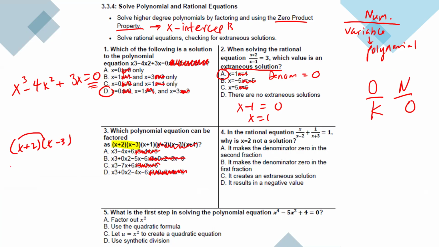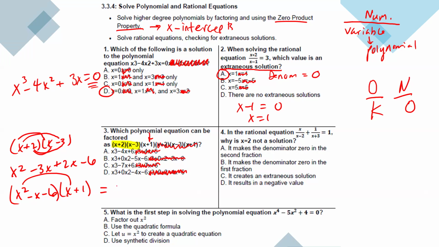X times x is x squared. X times negative 3 is negative 3x. 2 times x is positive 2x. And 2 times negative 3 is negative 6. I'm deliberately going fast because at this point, we all should be able to multiply. Correct? So we combine like terms and we get x squared minus x minus 6. Now we're going to multiply by our last factor, which is x plus 1. And you're just going to multiply, distribution again.